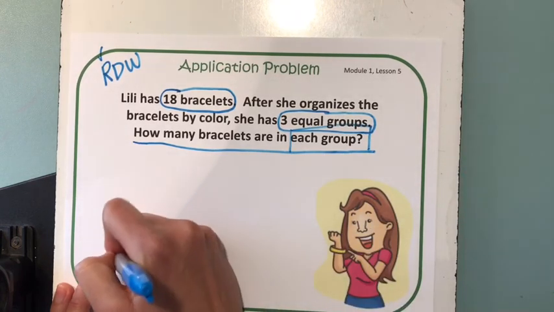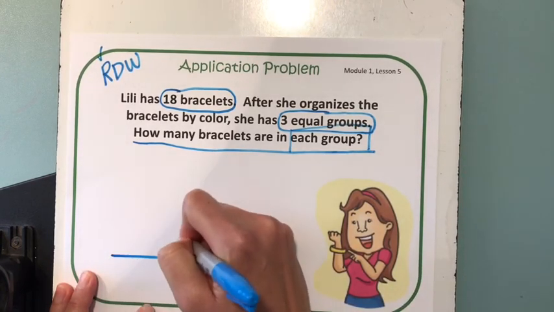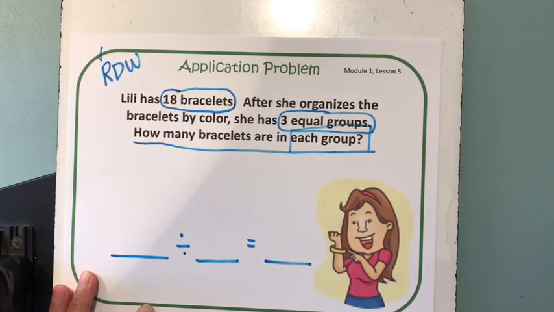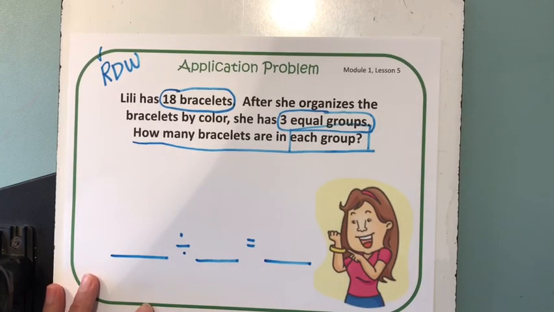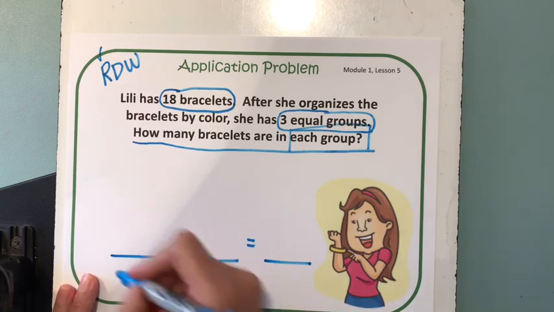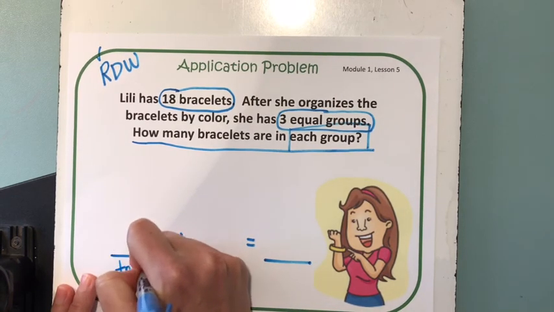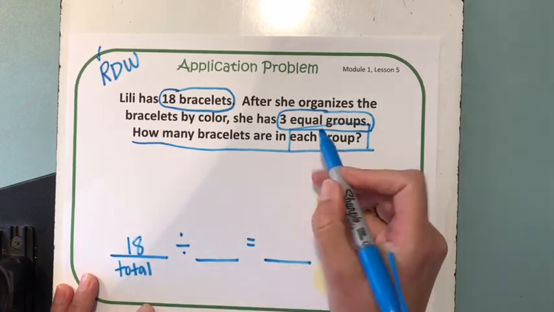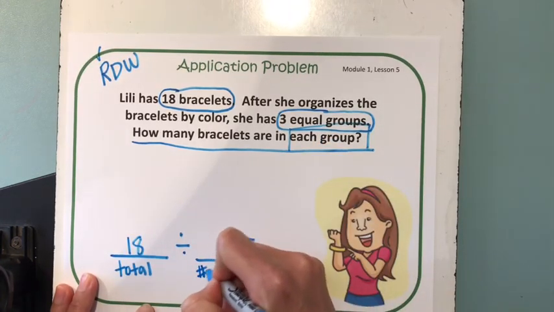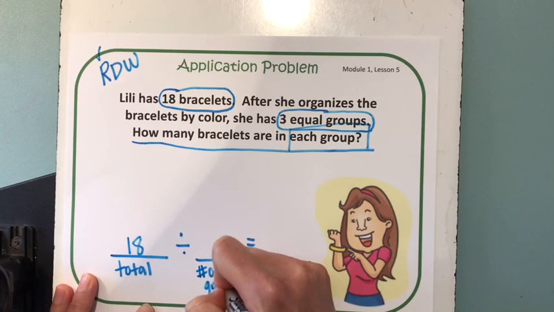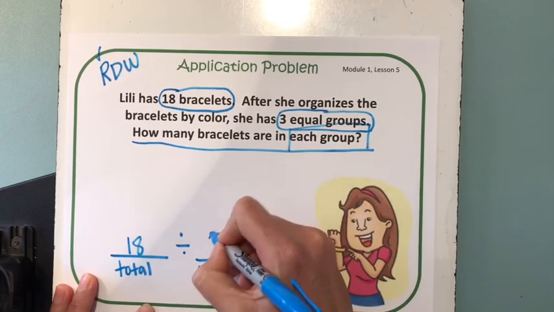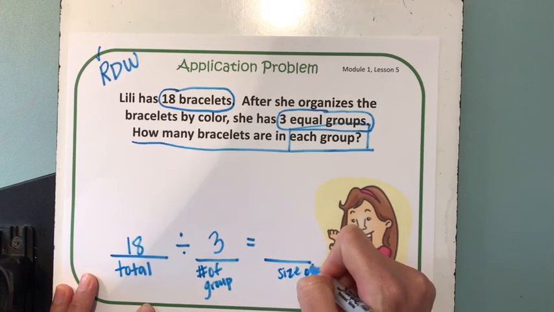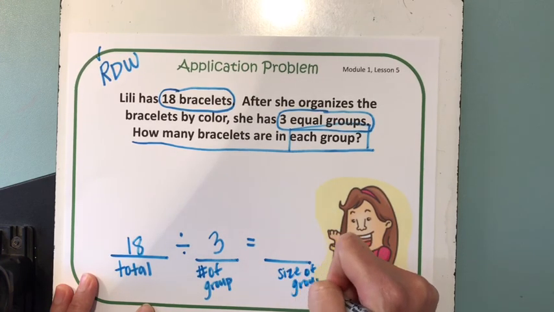So I'm going to set up my problem here, my number sentence. And you can do this with me if you would like. And remember, you can pause the video at any time if I'm going too fast. I know my total. You don't have to write this part if you don't want to. I know it's 18. I know the number of groups. I know that there are 3, right? But I don't know the size of the groups. How many are in each group?